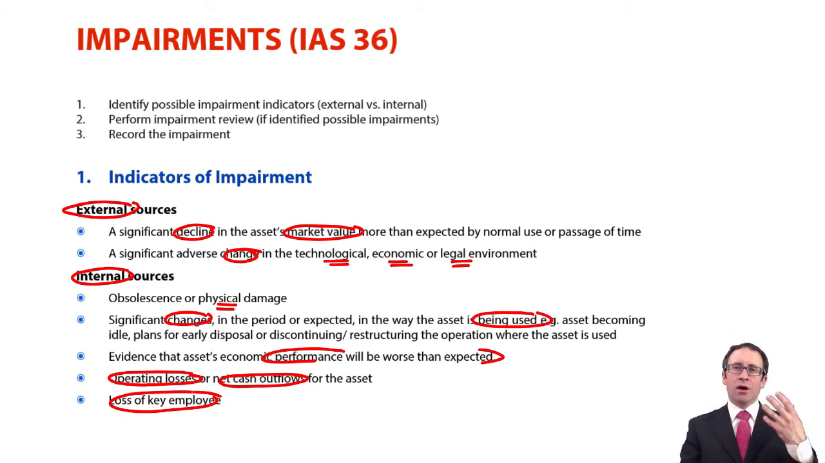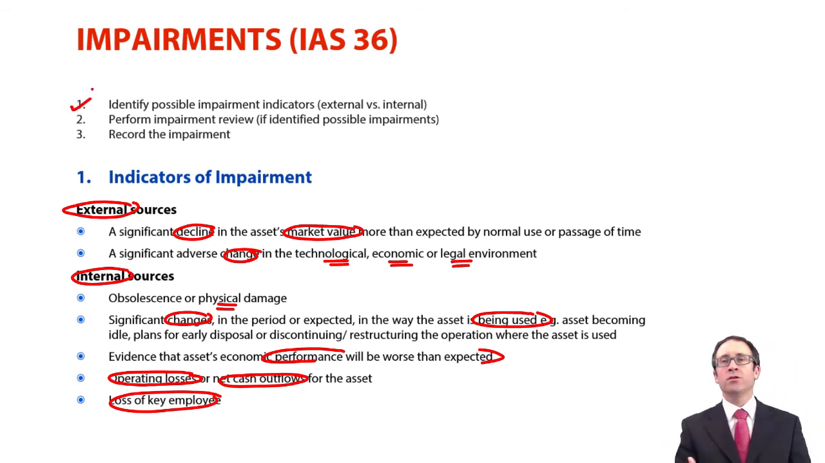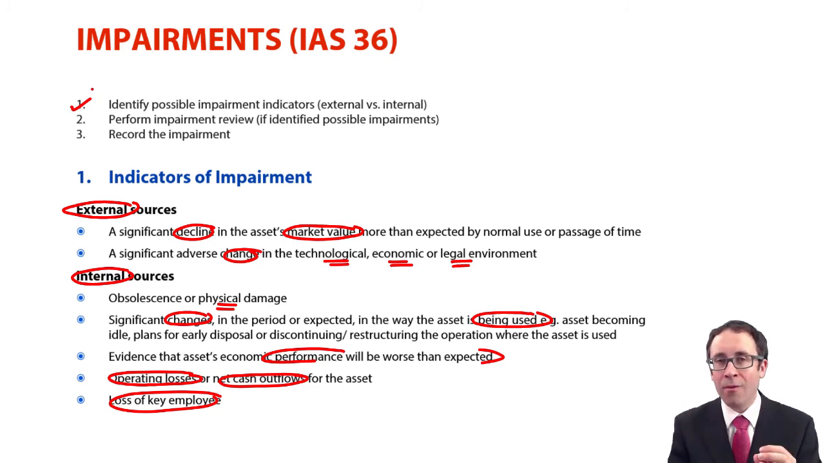So that's the first step within our impairments. We're going to perform an impairment review if there is an external or internal indicator of impairment. Once we've done that, we can then move on to step 2. And step 2 is then thinking about how this asset could be impaired. Is it actually impaired? Is there a reduction in the value? So we'll go through and look at that within the next video.